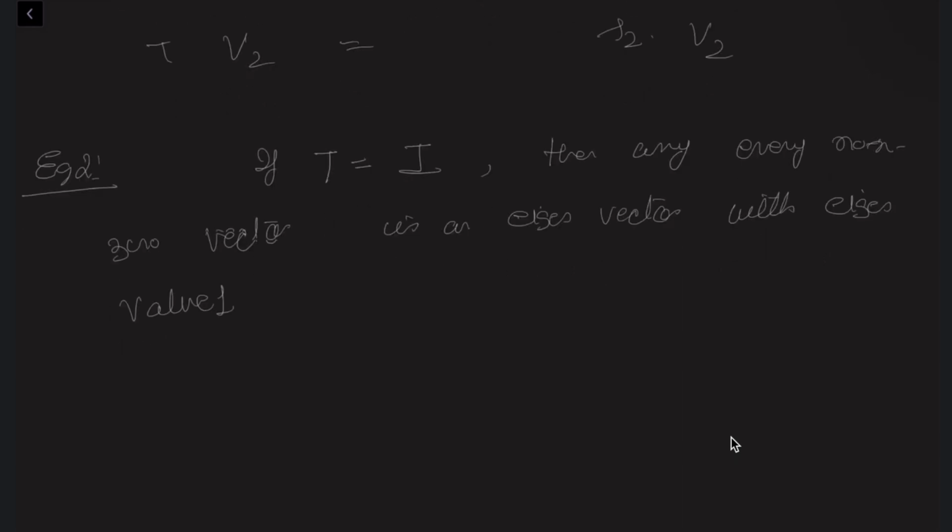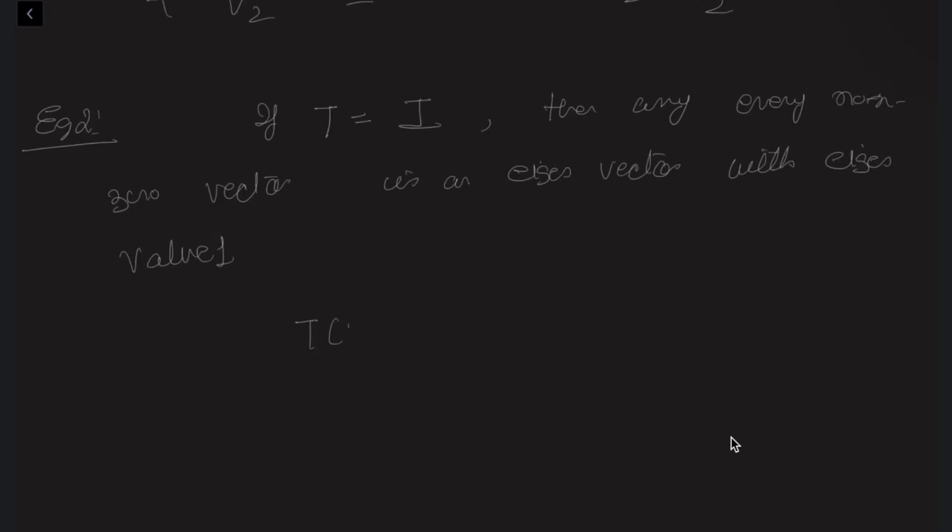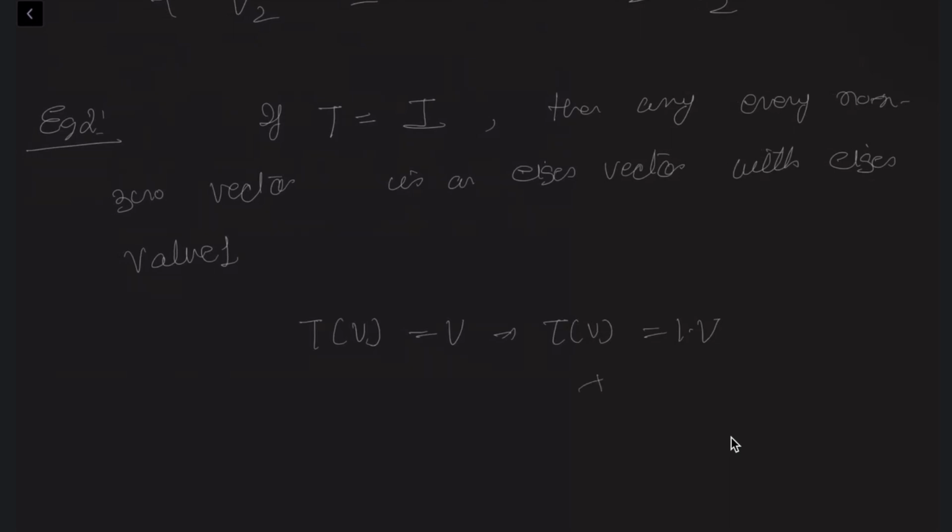Because see, what we know, what is the identity map? Identity map is nothing but T of v is v. This I can actually write as T of v equals 1 times v, right? So here what is my lambda? Lambda is 1, and this is true for all v. But since we only consider those vectors which are non-zero in nature, we can say that every non-zero vector is an eigenvector corresponding to the eigenvalue 1 whenever T is my identity map.